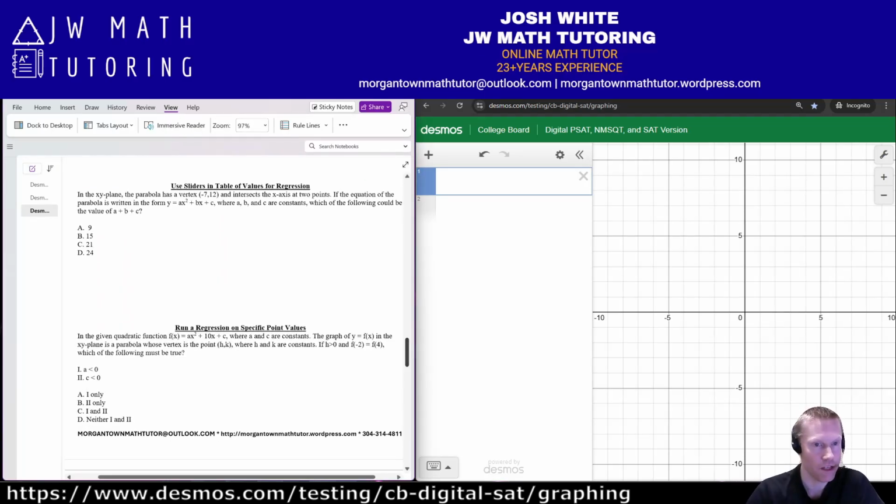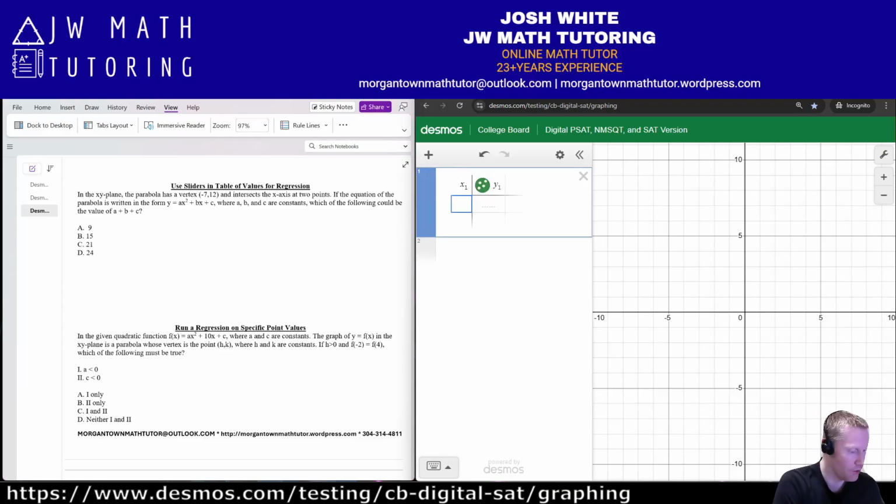All right, so in this example, you have a parabola. It has a vertex of negative 7, 12. It intersects the x-axis at 2 points. If the equation is in standard form, it wants to know which of these could be equal to the value of A plus B plus C, your three coefficients. So the way you can solve this is by doing a table and quadratic regression.